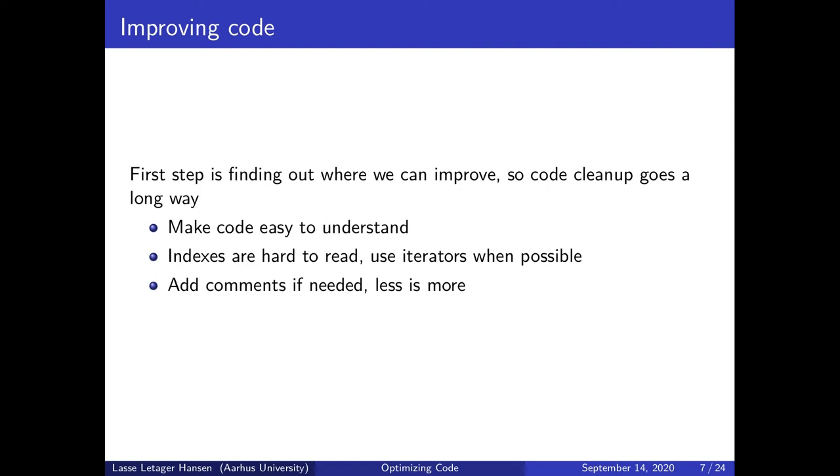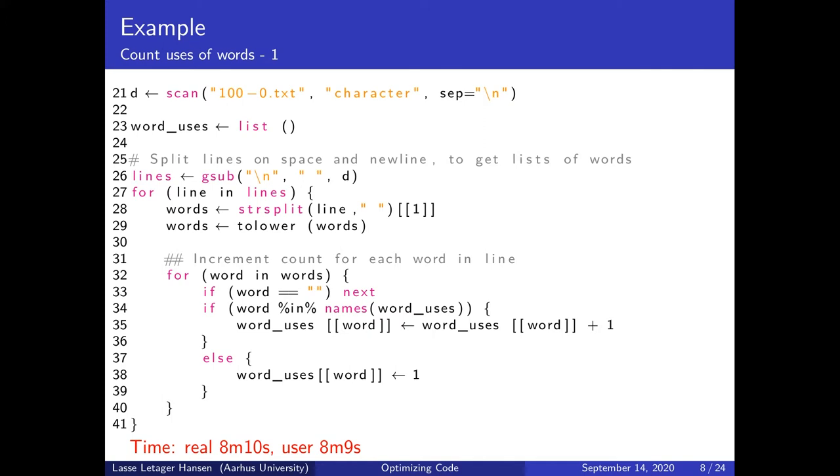So here's an example of cleaning up the code a bit. Again, we read in the list and make a list of word uses. And then we take each line. Now you can see for each line in the lines, we take a word. And then for each word in the line, we do this incrementation in the counts of words. This was a slight improvement, but nothing major. We saved a couple of seconds. However, it's a lot easier to read and understand the code now, because there are only a few comments.